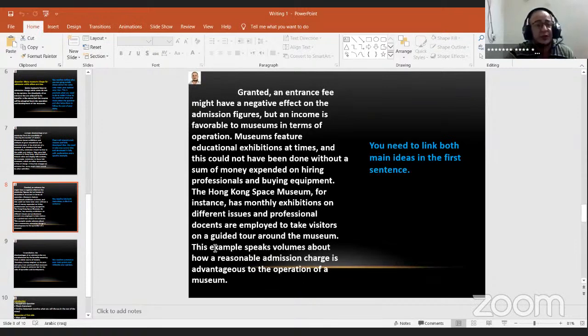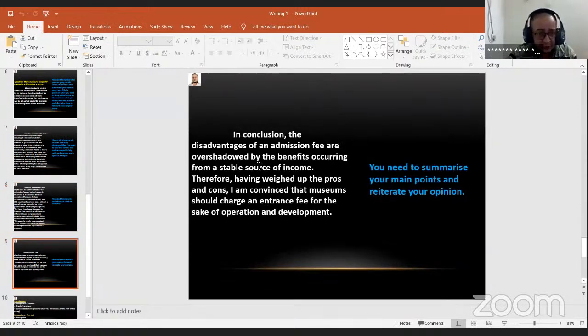We finished the body. After the body, we move to the conclusion. The first thing we start with is to write an expression to show that this is the conclusion. For example, in conclusion, to conclude, something like that. Here, we wrote in conclusion.